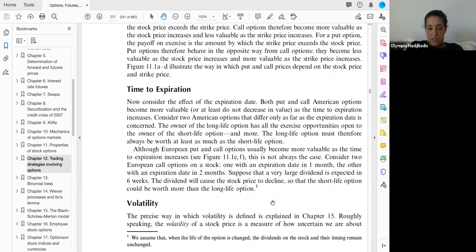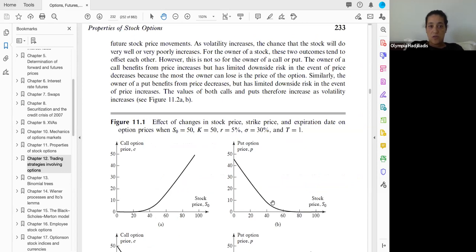Volatility. The precise way in which volatility is defined is explained in chapter 15, but roughly speaking, the volatility of a stock price is a measure of how uncertain we are about stock price movements. As volatility increases, the chance that the stock will do very well or very poorly increases. For the owner of a stock, these two outcomes tend to offset each other. However, this is not so for the owner of a call or a put. The owner of a call benefits from price increases, but has limited downside risk in the event of price decreases, because the most the owner can lose is the price of the option. Similarly, the owner of a put option benefits from price decreases, but has limited downside risk in the event of price increases. The values of both calls and puts therefore increase as volatility increases.